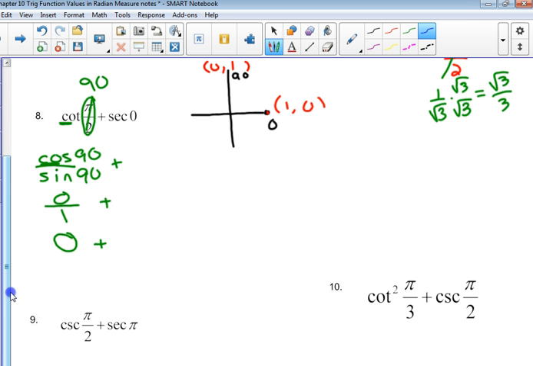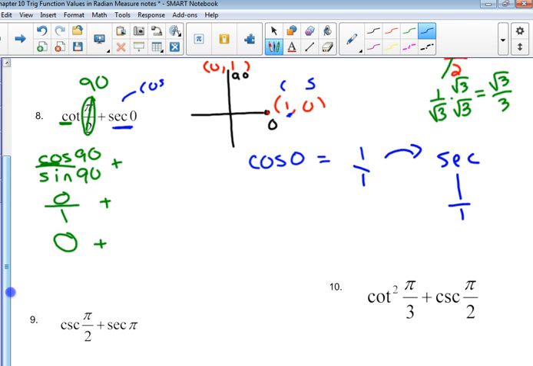So now here, when you guys are looking at your secant at 0 degrees, what does secant go with? Cosine, good. So let's see, what's the cosine over here? Cosine is 1. Now if we know the cosine of 0 is 1, what can you put this over to help you? 1. Any whole number is always over 1. So if you flip this to get your secant, it's still going to be 1 over 1, which is 1. Okay. So then 0 plus 1 is just 1.